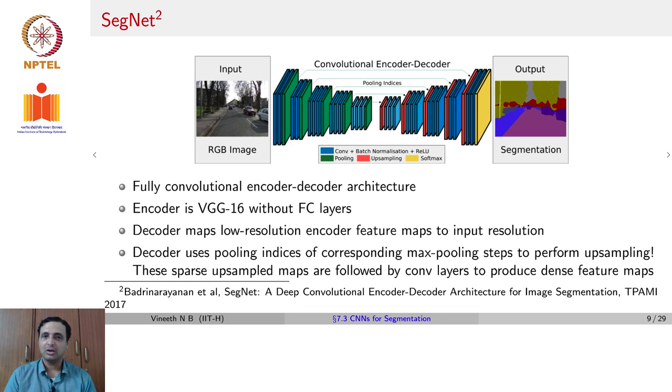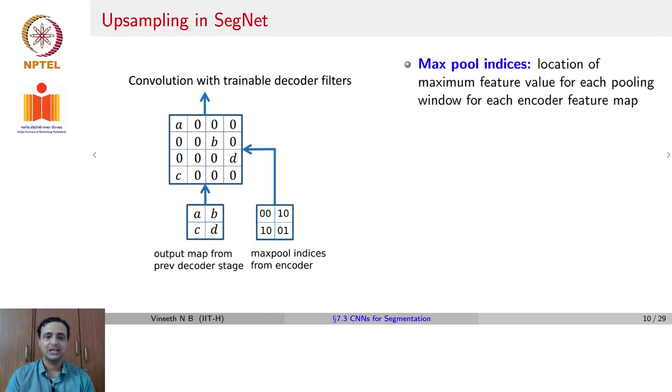The important contribution in SegNet was to avoid transpose convolution in upsampling. So how does SegNet do the upsampling in that case? It actually uses the pooling indices that were obtained in the encoder layers and uses them to be able to upsample. Let's see how this is done.